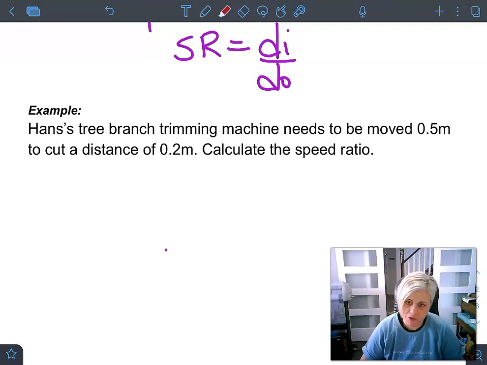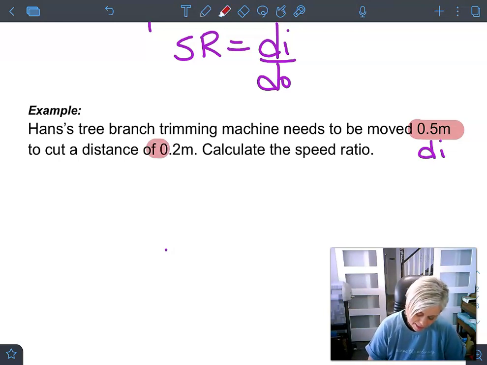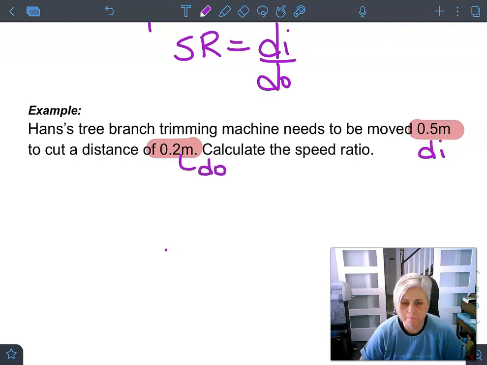I know we don't have too many names or really keywords identifying things, but it sounds like the person operating the machine has to move it 0.5 meters. That would make that our input distance by the operator, whoever's using the machine. The output distance is how far that machine moves in that whole movement. So that would be the output distance.